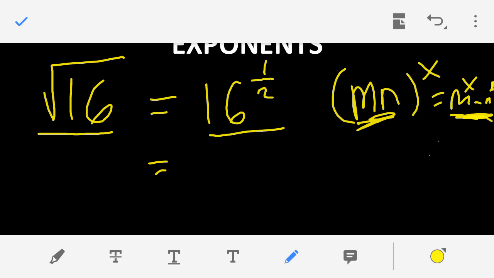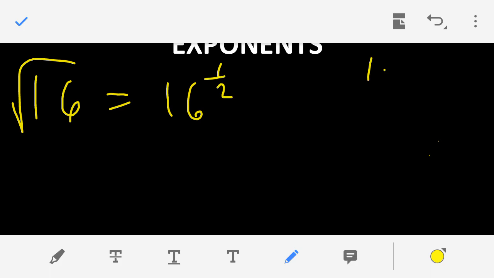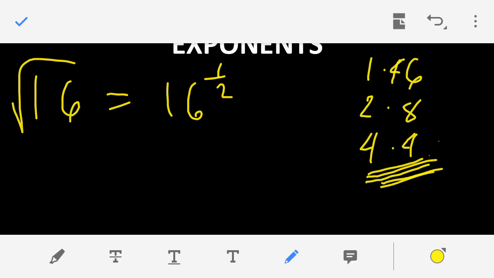So, we have here 16. Let me write it again, 16 raised to 1 half. We know that the factors of 16 are 1 times 16, 2 times 8, 4 times 4. We have these particular factors. But what we need to use here is the 4. Because we can see from here that it is what we are looking for: what number, when we multiply it to itself, will give us 16. And we have here the 4.